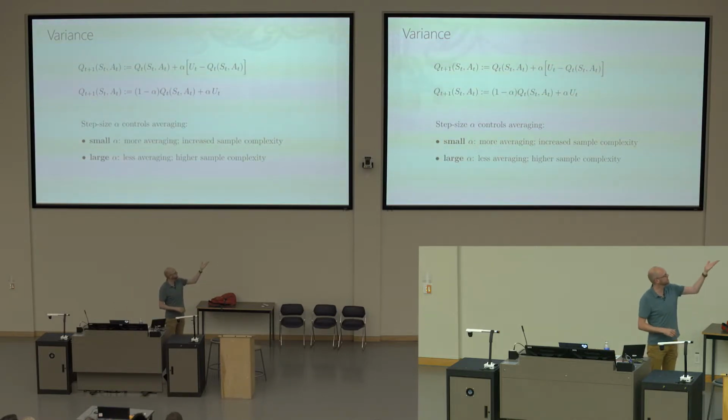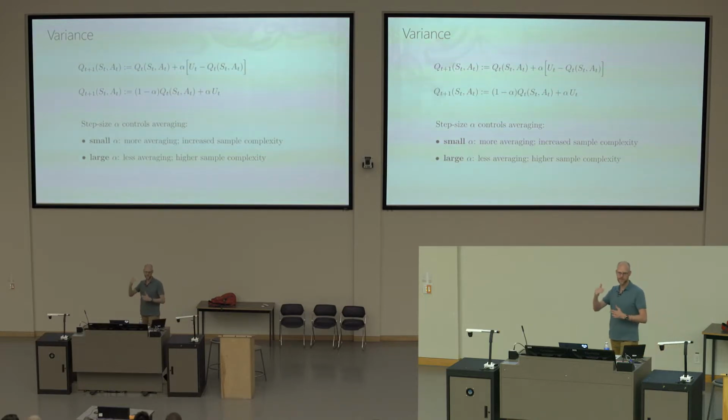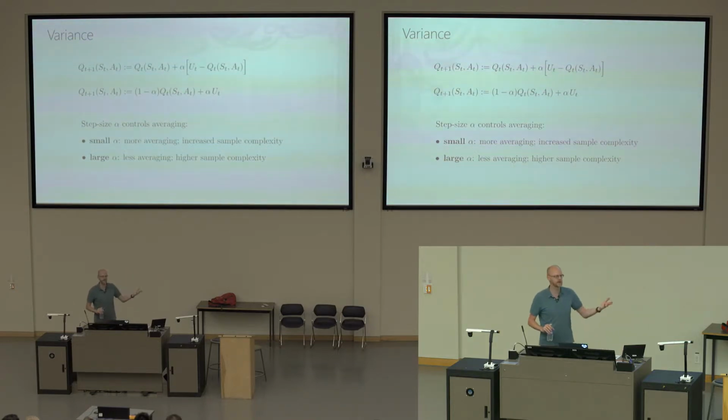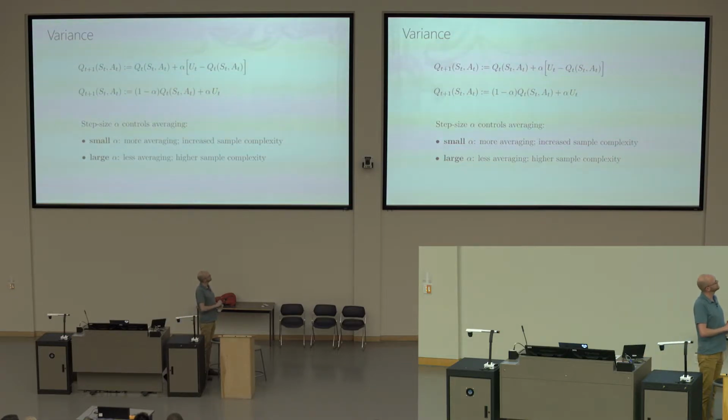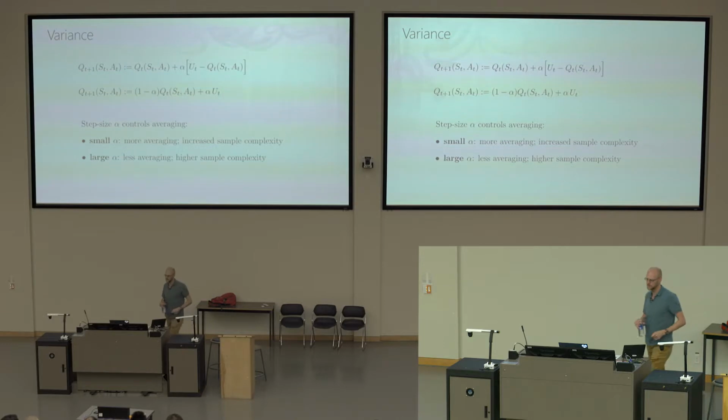So if you have a small step size, you do more averaging at the cost of an increased sample complexity, because each individual update has less effect. So it's going to cost you more, but you do more averaging, and you need averaging to deal with variance. And if you have a large step size, you have less averaging, but better sample complexity. Let's see, did I write that right? Small alpha, more averaging, worse sample complexity; large alpha, better sample complexity. I think I mixed it up here.